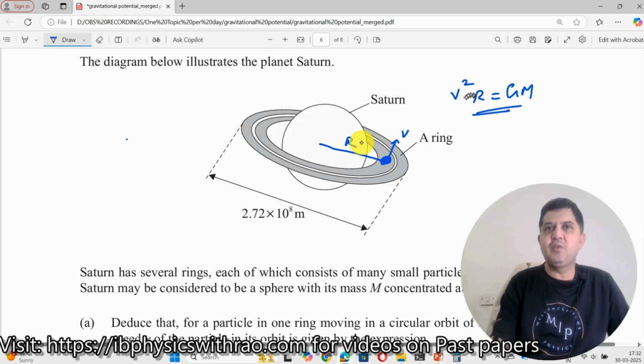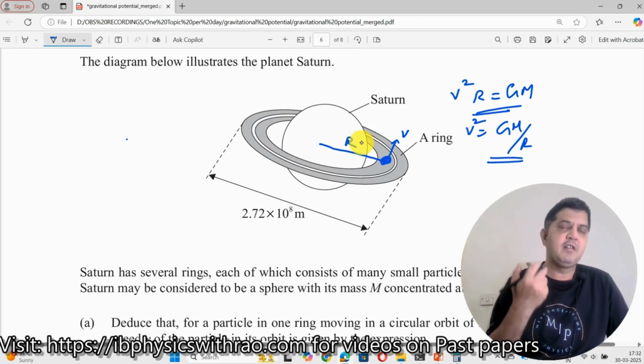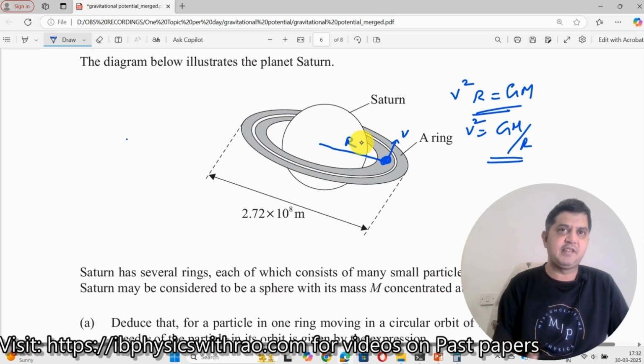If you carefully look at this formula, if I push this r downwards, v² = GM/r. Now what is this actually? v is nothing but your orbital velocity. So in essence, instead of asking you to derive the formula for orbital velocity, he has asked it in a different way. So you just need to derive the formula for the orbital velocity.